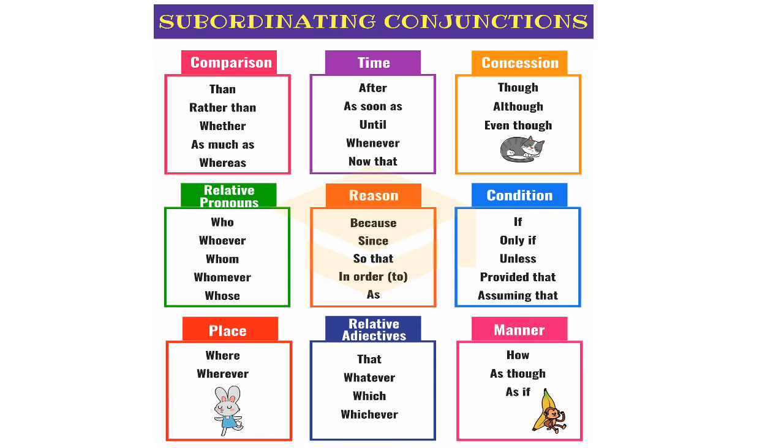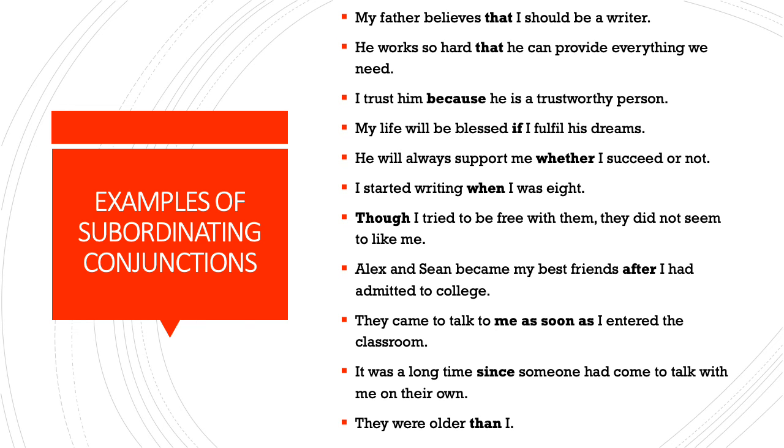So these are a few subordinating conjunctions which you have to remember very thoroughly. Okay, and you have to also remember the types, that is, which comes under what headings. That is, though comes under concession, and only if, unless comes under condition, and then rather than comes under comparison, and wherever comes under place. So these particular details you have to remember.